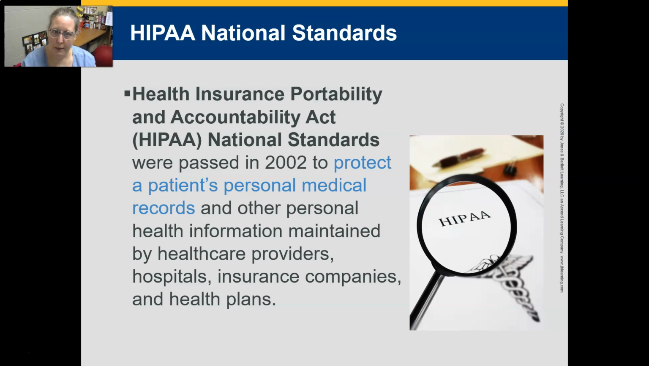Let's talk a little bit about HIPAA, National Standards. So this is the Health Insurance Portability and Accountability Act, HIPAA, 1 P, 2 As. A lot of people do 2 Ps, 1 A, so it's 2 As, right? It was passed in 2002 to protect a patient's personal medical records and other personal health information that is maintained by healthcare providers, hospitals, insurance companies, and health plans. And this is for you to be able to choose who gets to have access to your health records and to keep your information private.